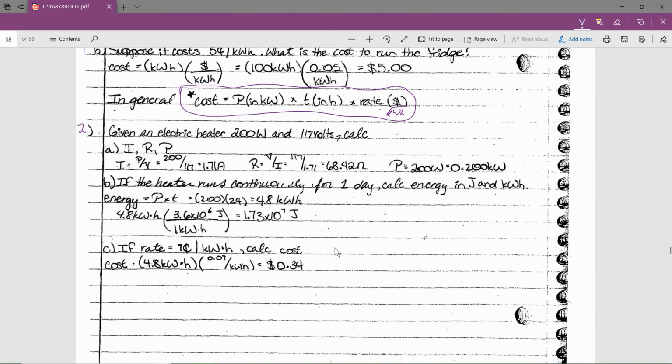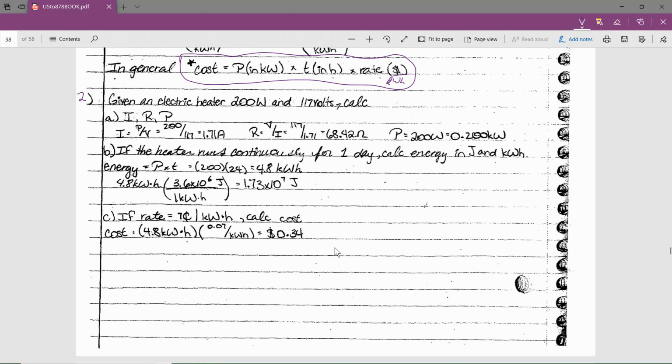In example 2, electric heaters, very dangerous items. It's 200 watts and 117 volts. We want to calculate I, R, and P. So the current, I got the power, 200 divided by 117. So the amperes flowing through the heater calculates to be 1.71 amps. The resistance of the heater coils, V over I, so 117 over 1.71, which is 68.42 ohms. The power I already know is 0.2 kilowatts.